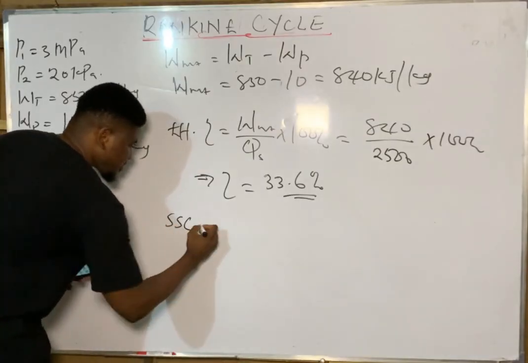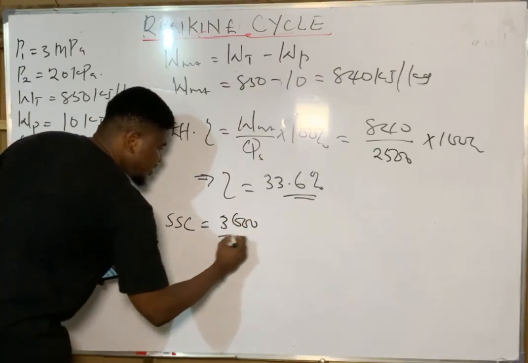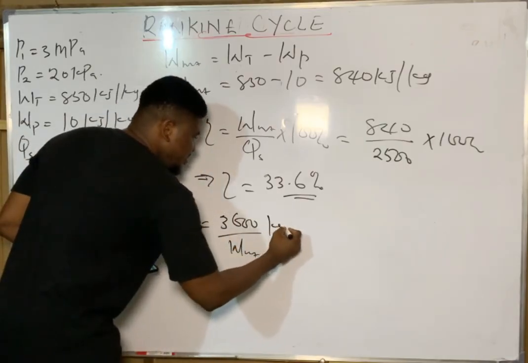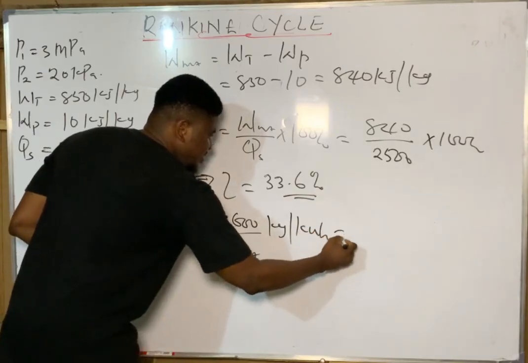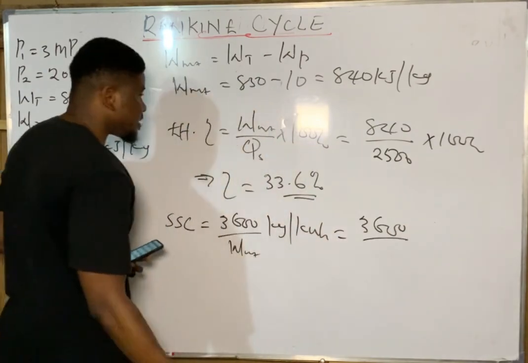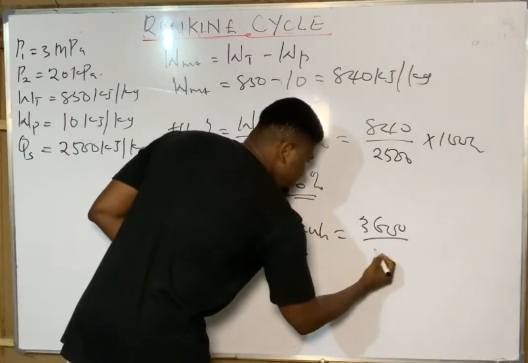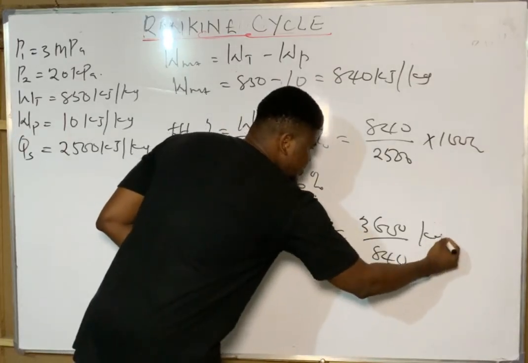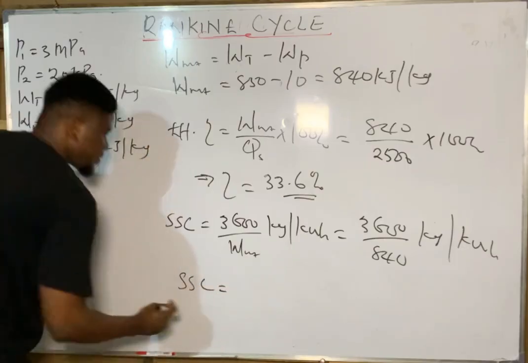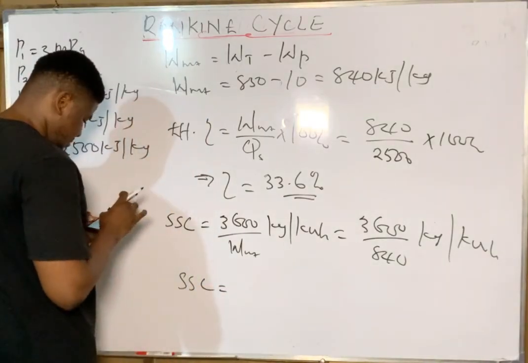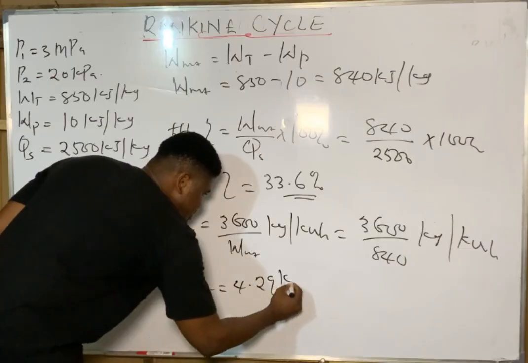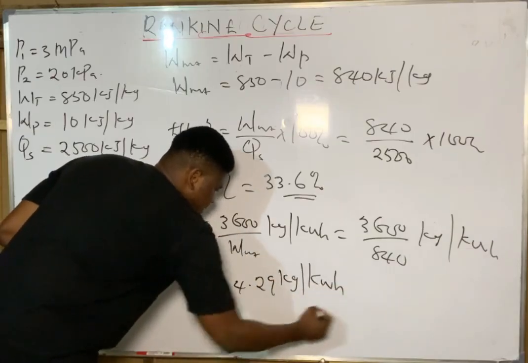Final question says specific steam consumption. SSC, specific steam consumption, equals 3600 divided by net work. And the unit is in kilograms per kilowatt hour. So this is 3600 divided by net work, which gave us 840. So our specific steam consumption is equal to approximately 4.29 kilograms per kilowatt hour.